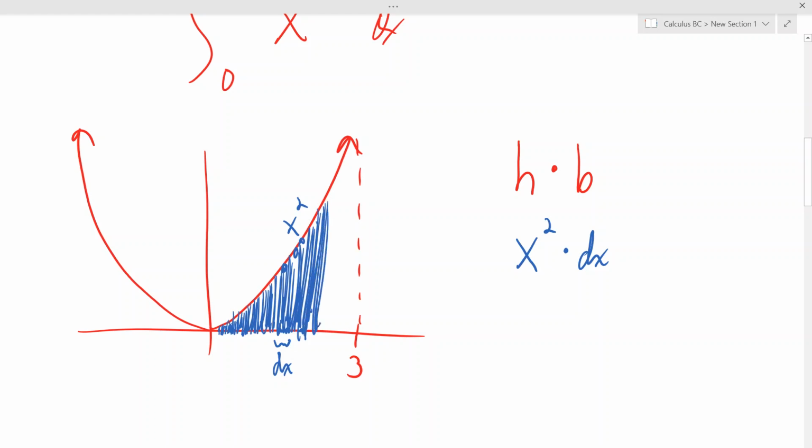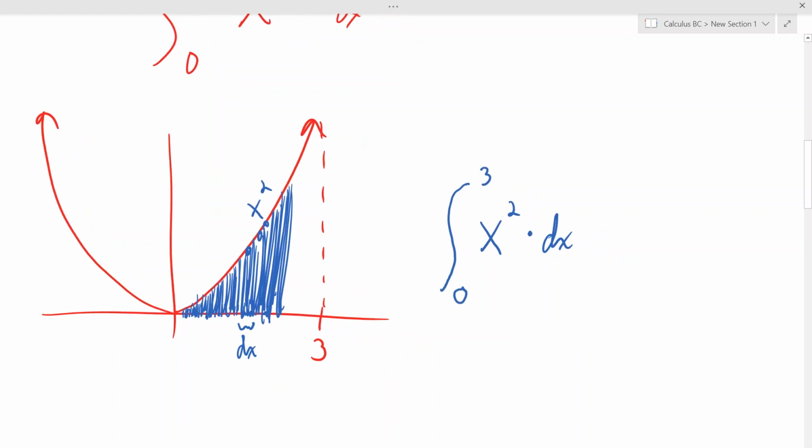And you're like, well, how do I add up an infinite thing? That's what the integral does. It stands for S, sum. We're summing them up. So we're adding up all these rectangles that are x squared times dx. And all the integral needs to know is where does x start and where does x stop? Well, I'm going to let my rectangle start when x is 0, and I'm going to end when x is 3.